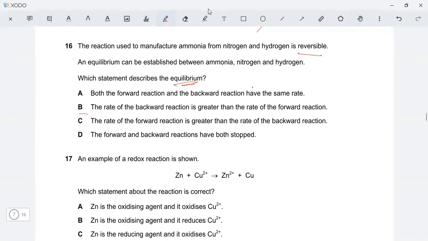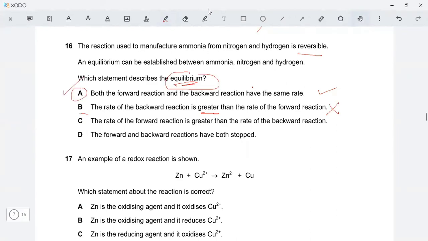Option A, both forward reactions and backward reactions have the same rate. It seems to be correct, but let's read the other options as well. The rate of backward reaction is greater than the rate of forward reaction. So how do you get this statement? It's incorrect because equilibrium is equal condition. Both the reactant side and product side are supposed to have equal rate, right? So I think option A is correct.